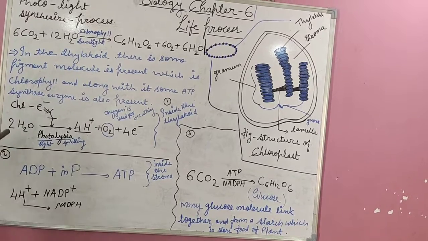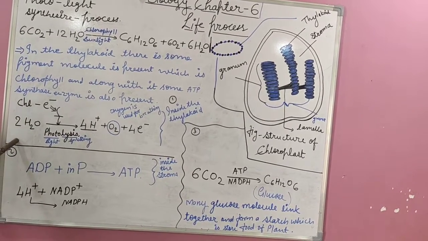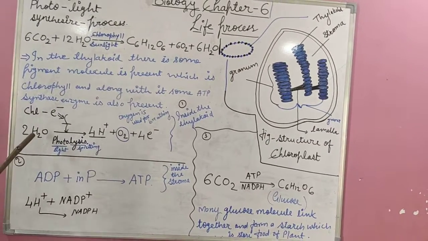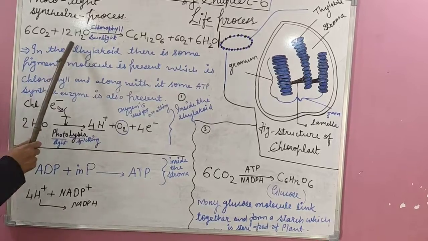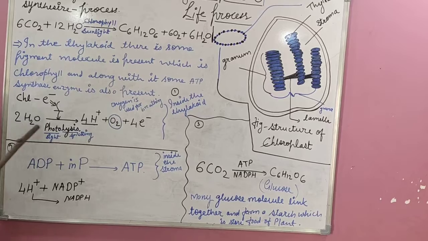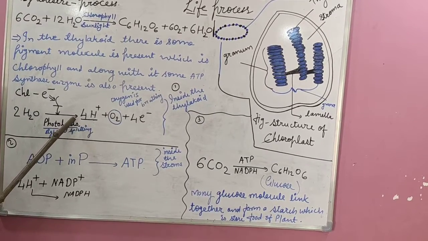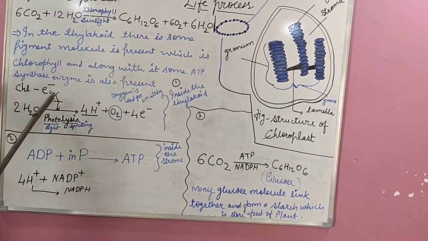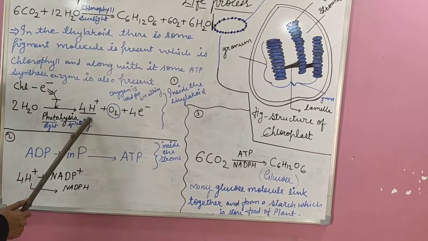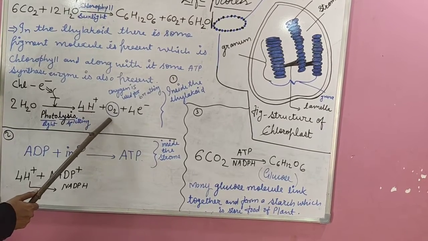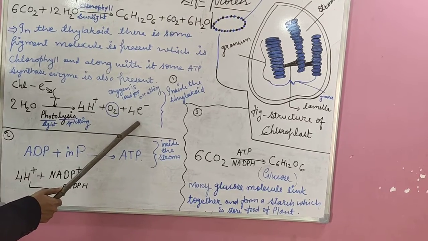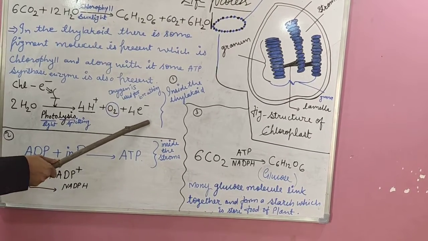So here we will go to the second step, which is the splitting of the water molecule and the conversion of the light energy into chemical energy. Here, from these 12 molecules of water, we have taken 2 molecules of water. While doing the process of photolysis, with the use of this electron energy, this water molecule is split and releases 4 protons along with oxygen, and it also releases 4 electrons.